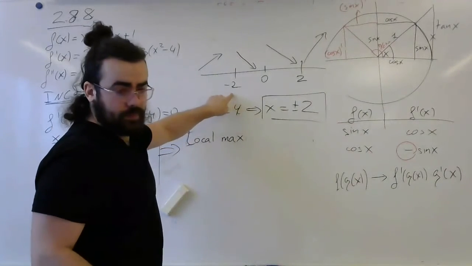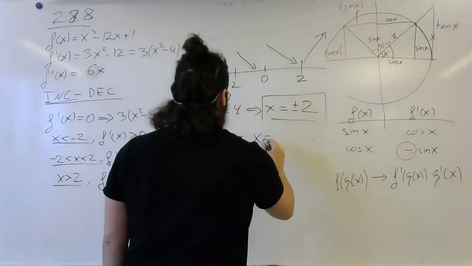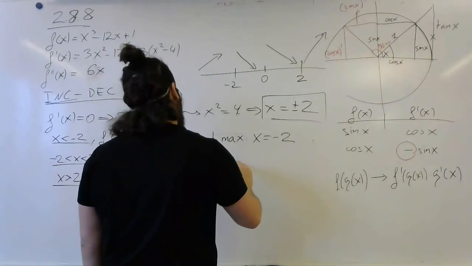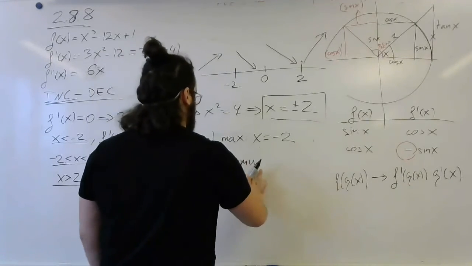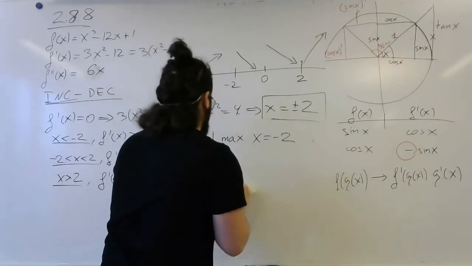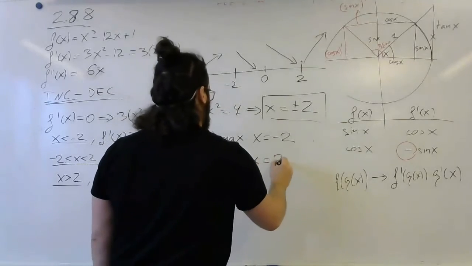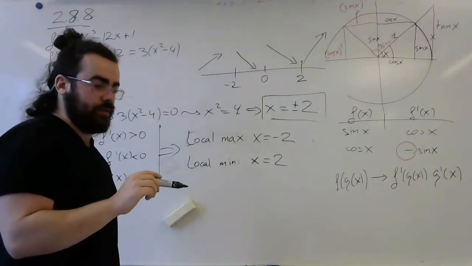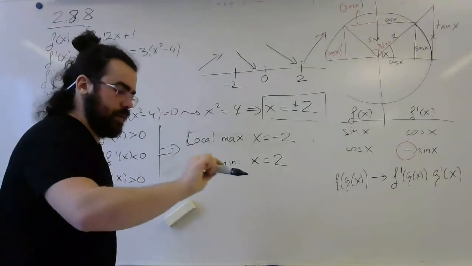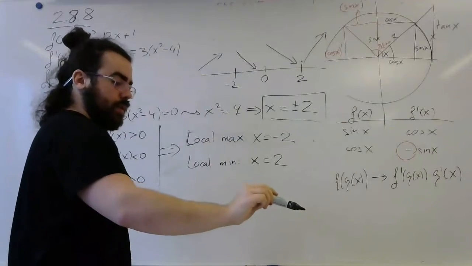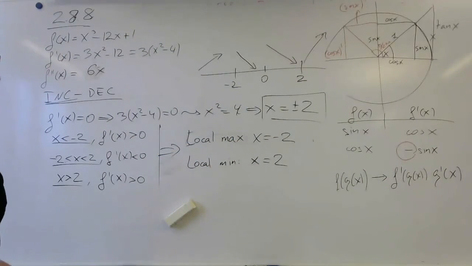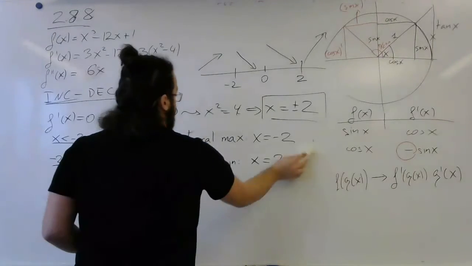Local maximum, x equal minus 2. Local minimum, x equal 2. So we already kind of have an idea of what our curve does, right? It does something like this. It goes up, then down, goes through 0, continues down, and then at 2, it starts going up again. Okay, so I'm going to erase this part so we can go on.